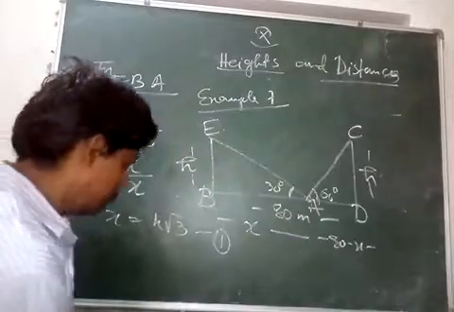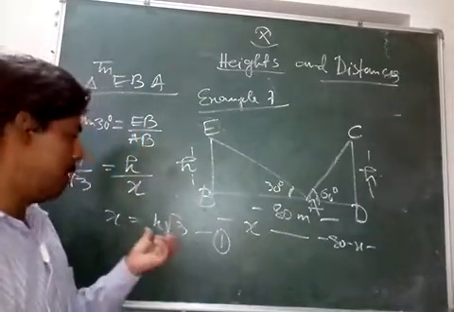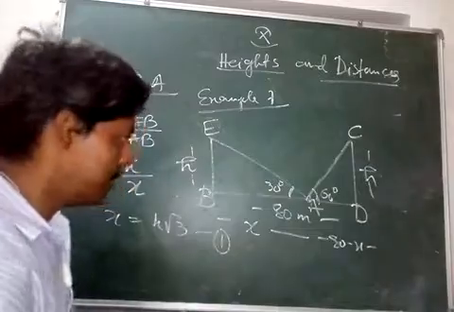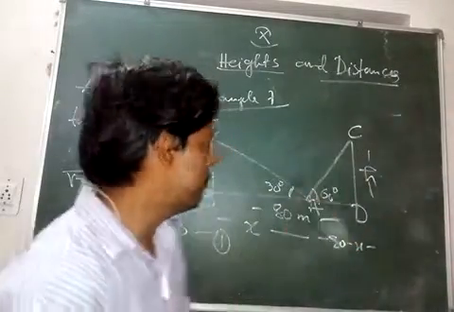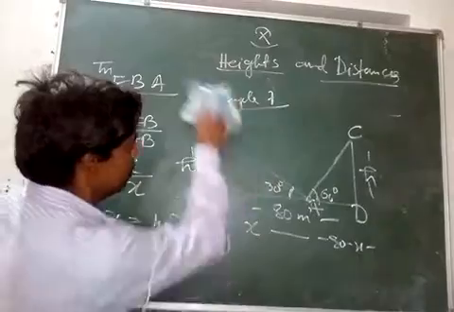Okay. Now similarly, you will have to make one more equation in order to solve for the values of x and h, and that you can get from triangle ADC. So for this triangle ADC, I am writing it here on the top.